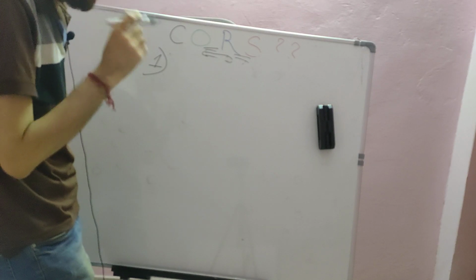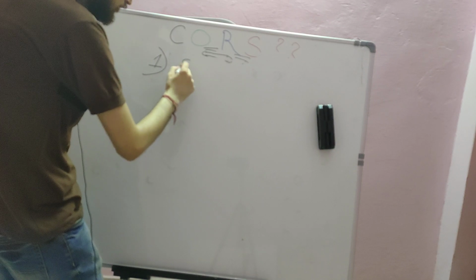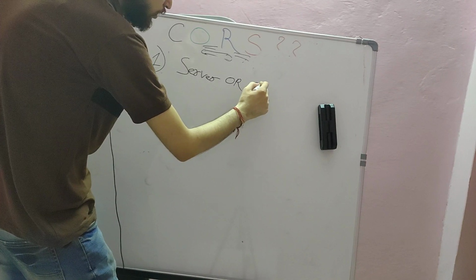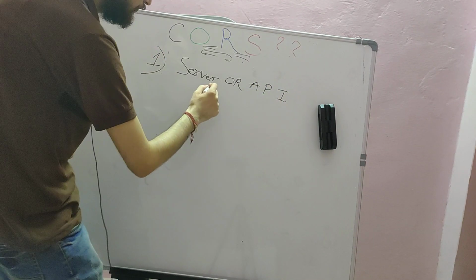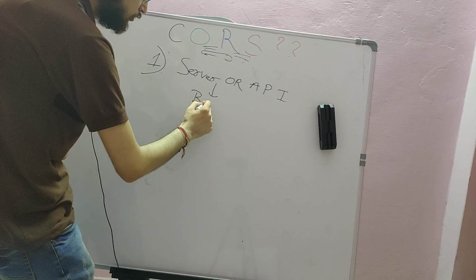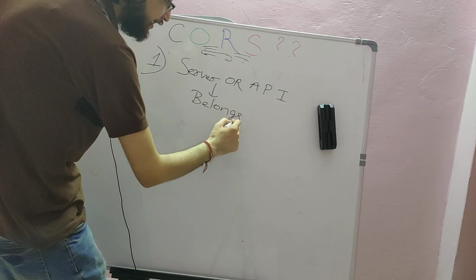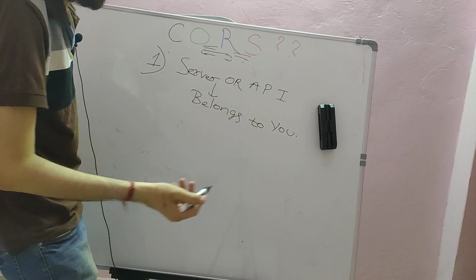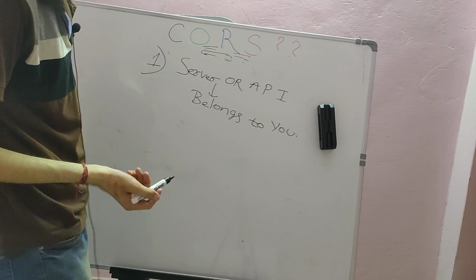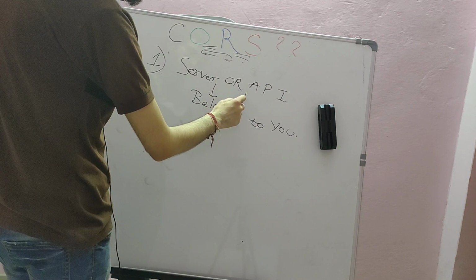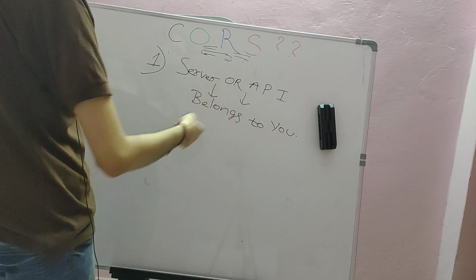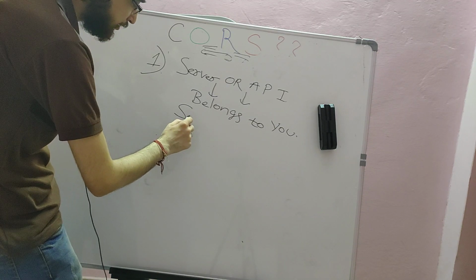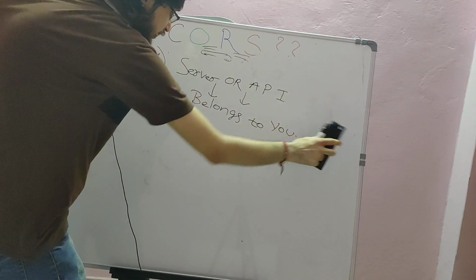So step one is very easy. If the server or API that you are making the request to belongs to you, then in that case you can contact your backend developer. If you are making the request to your own backend servers, not to, let's suppose, Google's web server, then you can just make a simple request to the backend developers, asking them to set some HTTP headers to fix the CORS error.